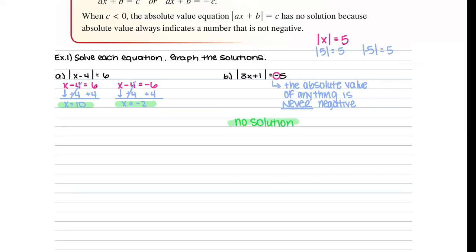So you always want to look at your equation. If you ever have an equation where the absolute value is isolated and it's equal to a negative number, you don't have to do anything to it. You just write that there's no solution. The absolute value of anything can never equal a negative number. If you have an equation where the absolute value is by itself and it's set equal to a negative number, automatically no solution.